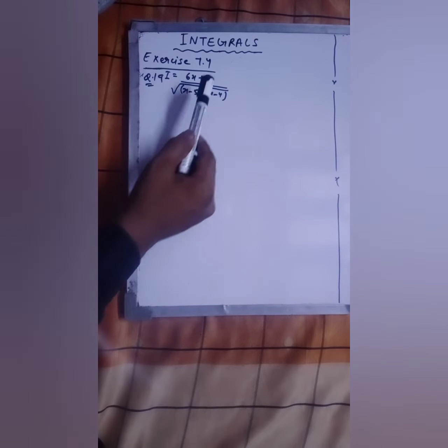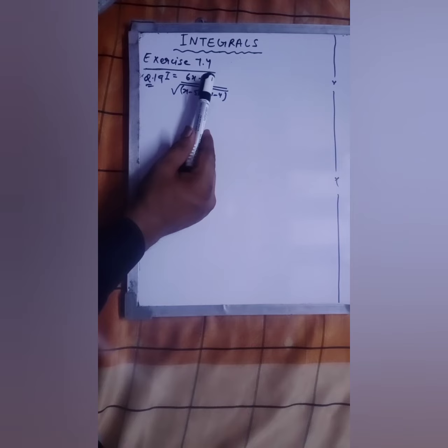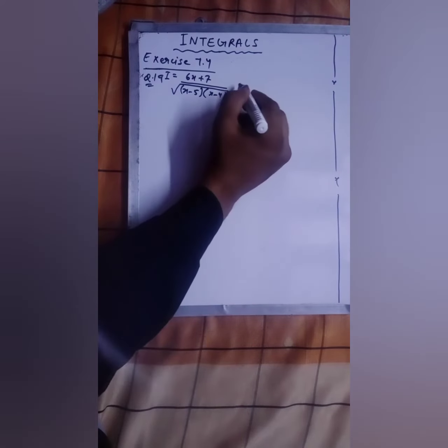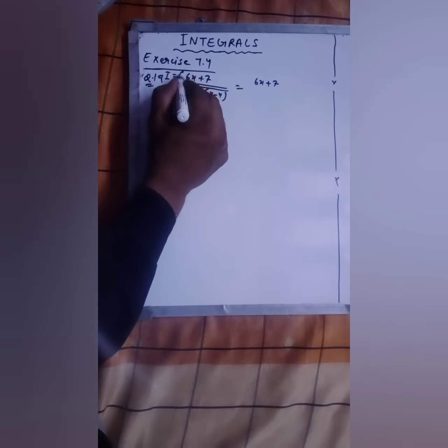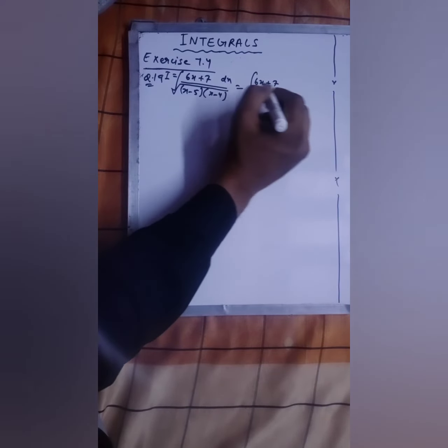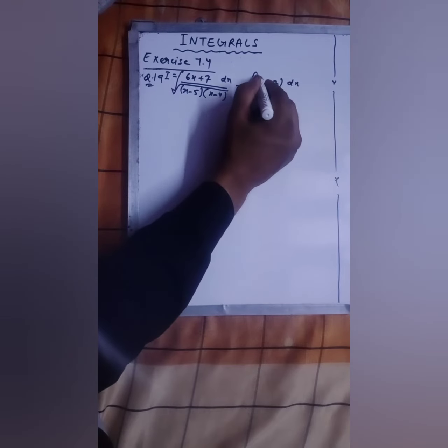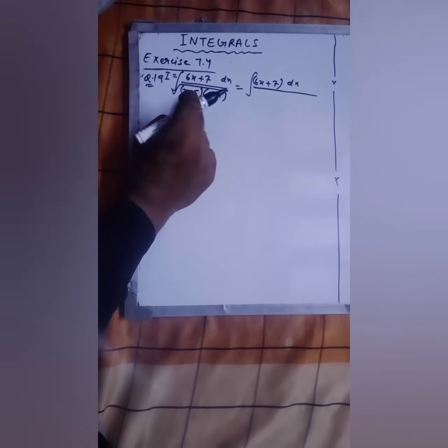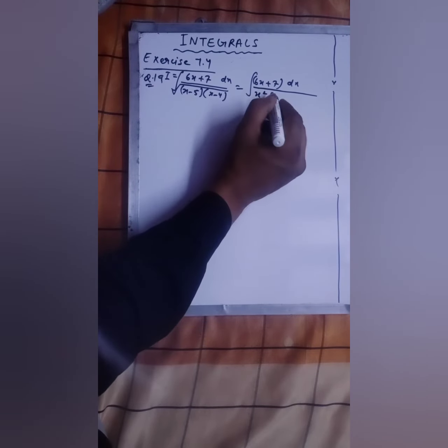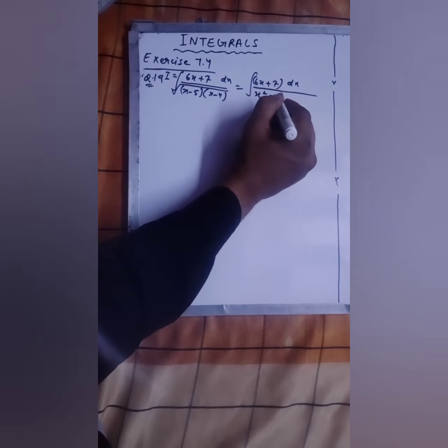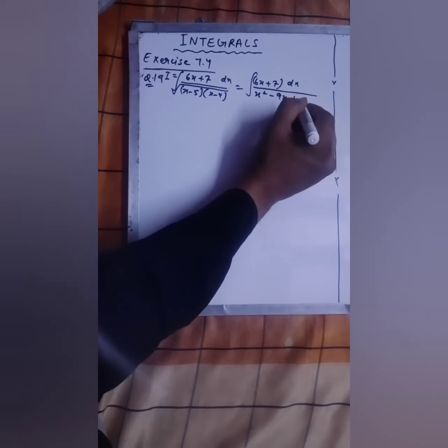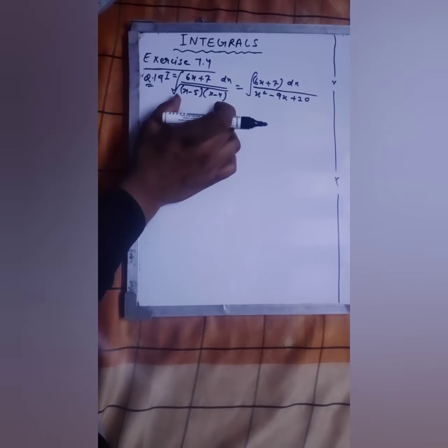So whenever you get an equation of this type, what you have to do first: the 6x plus 7 will remain the same, integral of this, and in the denominator you have to multiply the numbers. Okay, you have to find the product and you will get 5x minus 4x, that is minus 9x, and plus 20. So this you will get when you multiply these two.